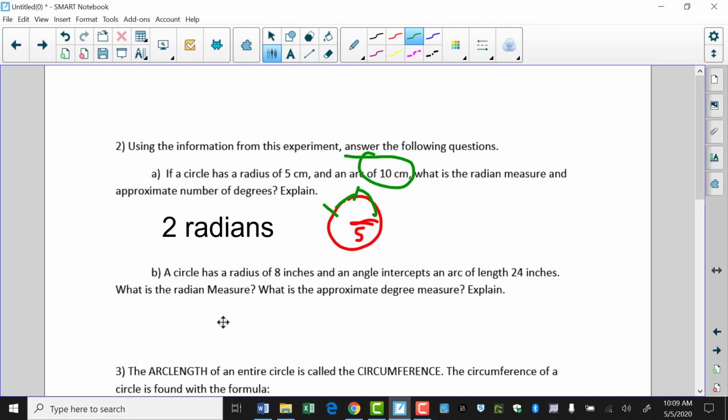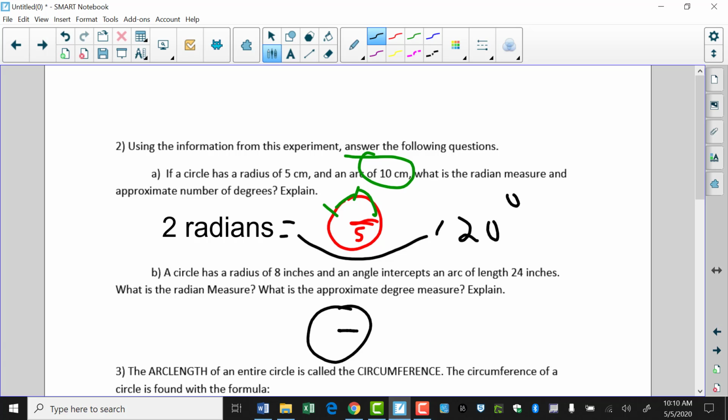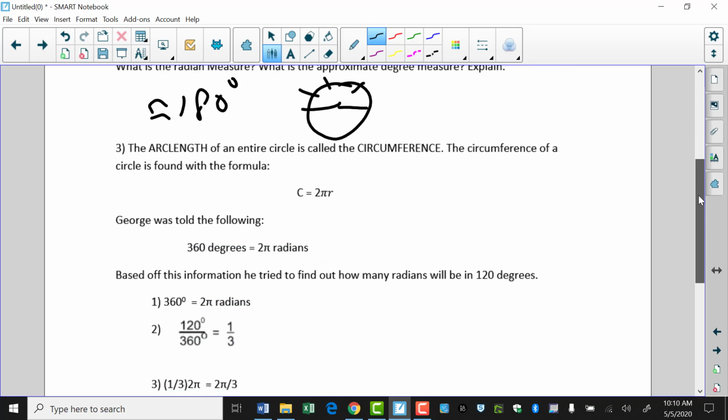Now, if a circle has a radius of 8 inches and it intercepts 24 inches, the approximate degree measure. Okay, so 2 radians, and I should say 2 radians, and it's asked for the approximate degrees. You'll notice it's about 120 degrees. And if you have 3 radians, so 1, 2, 3, it doesn't exactly go to half the circle, but it's pretty close. It's about 180 degrees. It's probably a little bit less if you use it with a protractor. And we will get into what that means, and you will get into that.